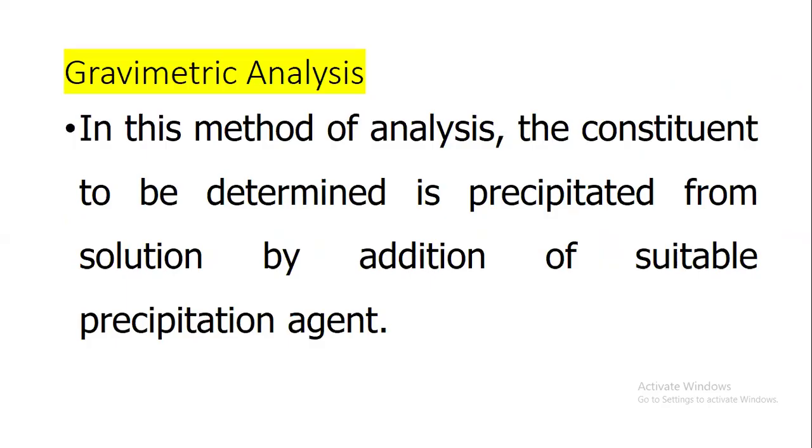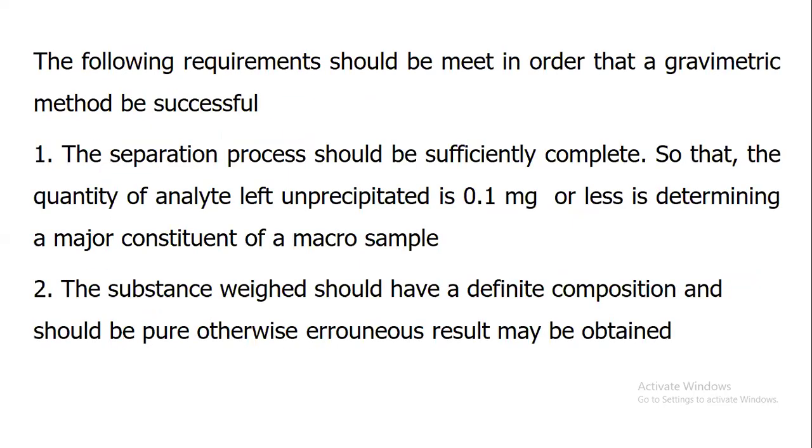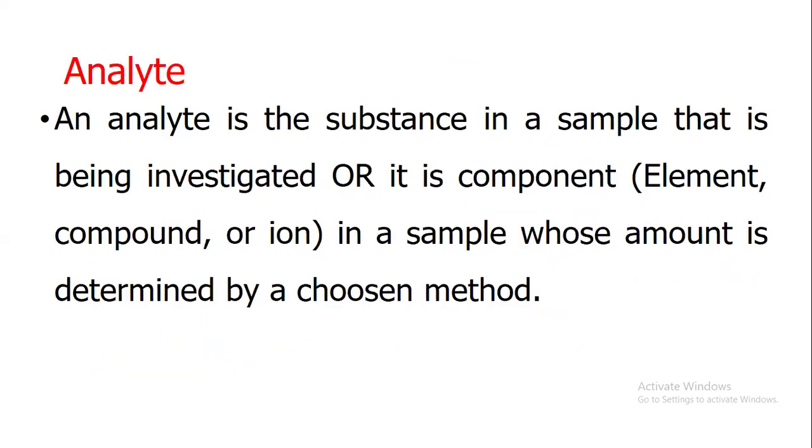Gravimetric analysis: this method determines the analyte by precipitating it from the solution by addition of a suitable precipitating agent. Volumetric analysis: quantitative chemical analysis carried out by determining the volume of a solution of accurately known concentration which is required to react with a quantitatively measured volume of the solution of the substance determined. Analyte: the analyte is the substance in a sample that is to be investigated.